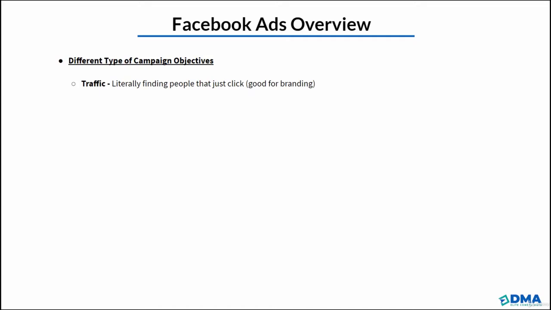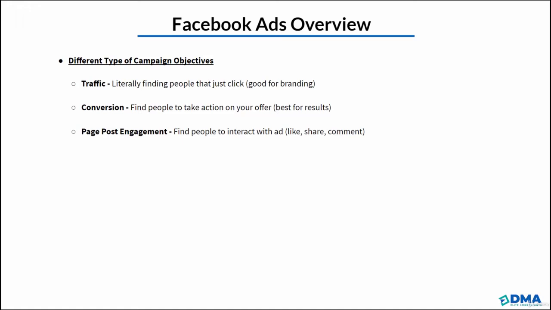So the first one here, we have the traffic. This is where we're just finding people that literally want to click. And this is great for branding if we're just looking to get people to become familiar with us. Essentially, Facebook is going out and finding people that are most likely to click on our ad. And then we have the conversion. This is where we're finding people that are most likely to convert into a lead or an actual sale. And the great thing about this is that Facebook goes out and finds those people, the people that are most likely to actually convert into a sale or a lead.